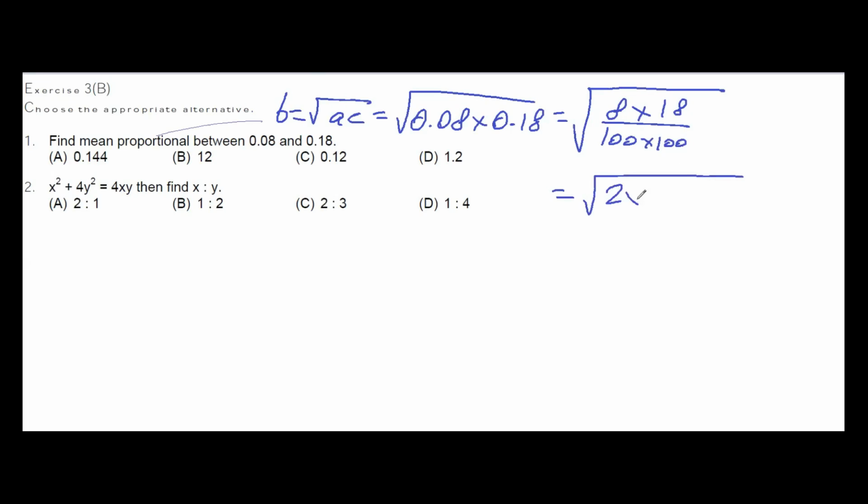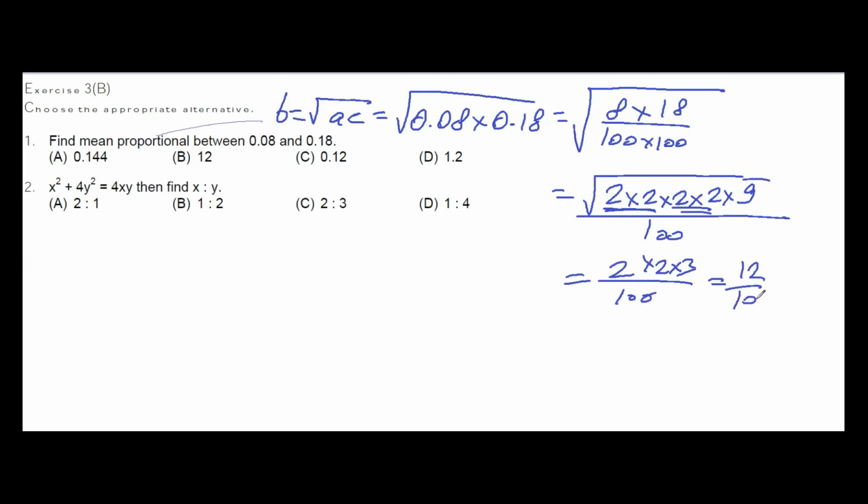Factors of 8 is 2 into 2 into 2. Factors of 18 is 2 into 9 into 9. And then square root of 100 into 100 is only 100. So this 2 I will write 1, this 2 I will write 1. Square root of 9 is 3, divided by 100. 3 into 4 is 12. 12 divided by 100 is 0.12. So C is the correct answer.